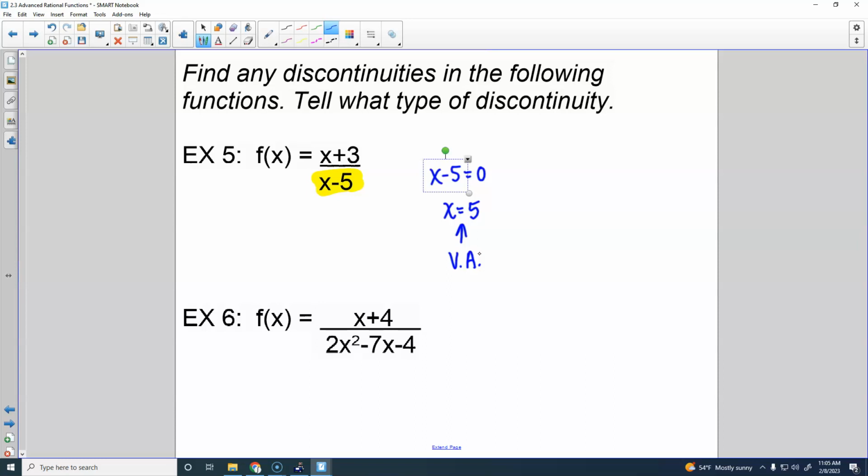All right, factor that next one for me. It's got a 2 in front of that x squared. It's going to make it a little tougher on factoring. I'll give you a second there.